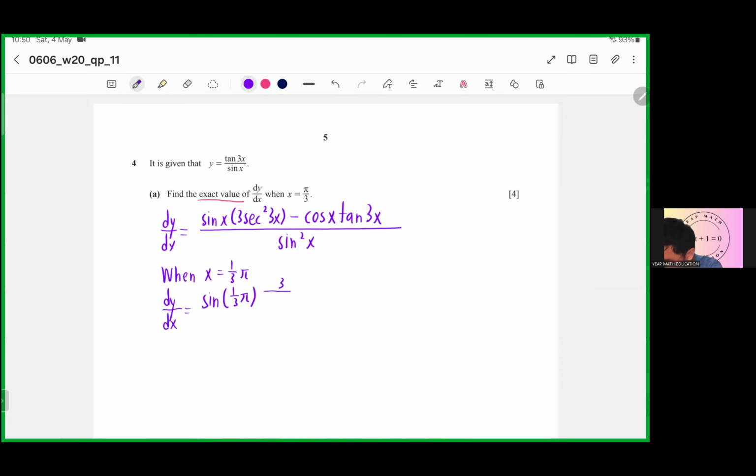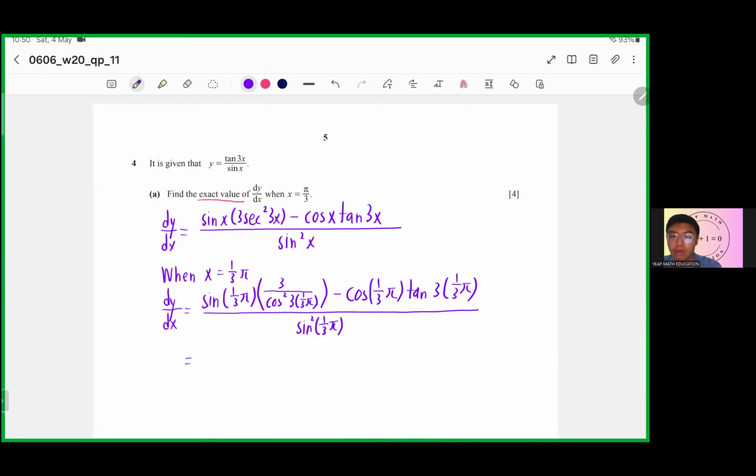This is 3 over cos square 3 bracket 1 over 3 pi here, and then minus cos 1 over 3 pi, and then tangent 3 bracket 1 over 3 pi here over sine bracket 1 over 3 pi, and then put here square. Okay, so now I find one by one, step by step.